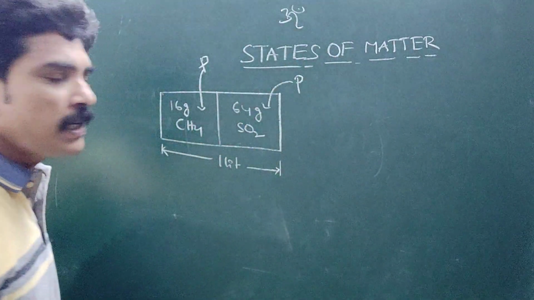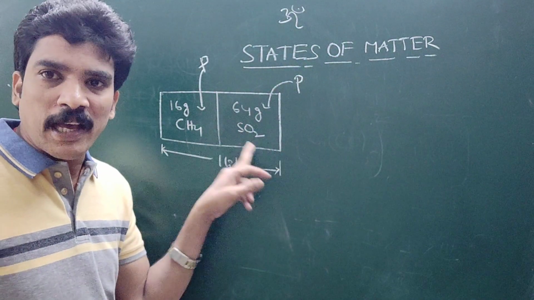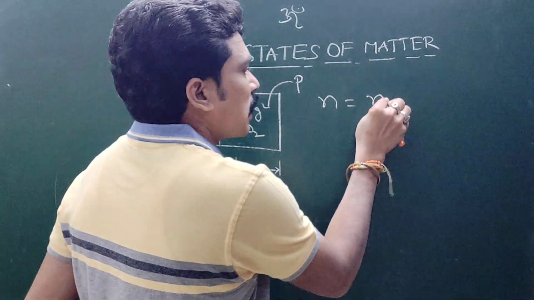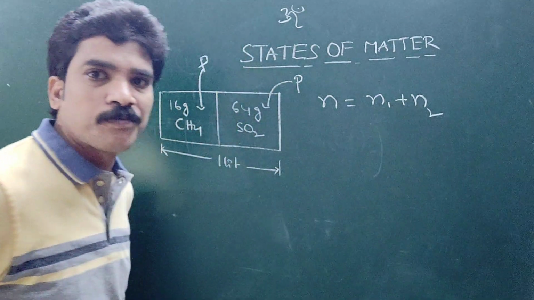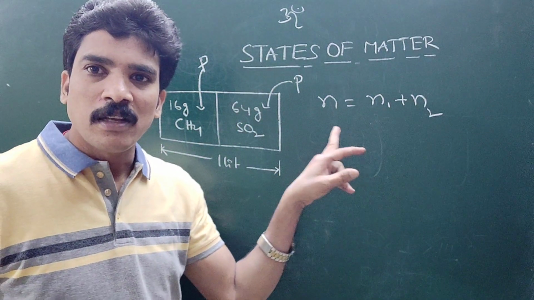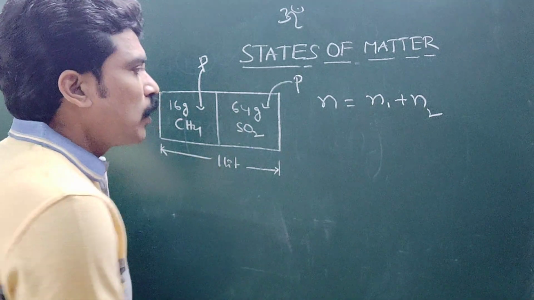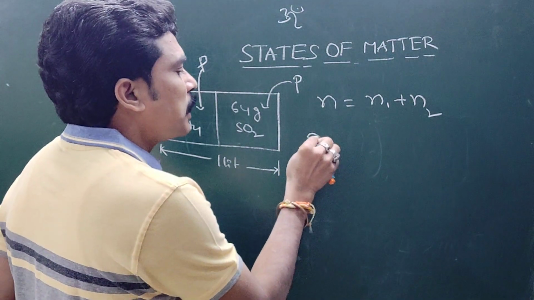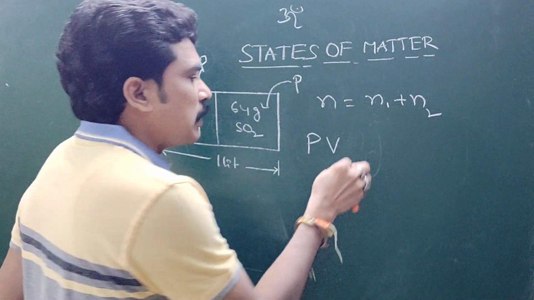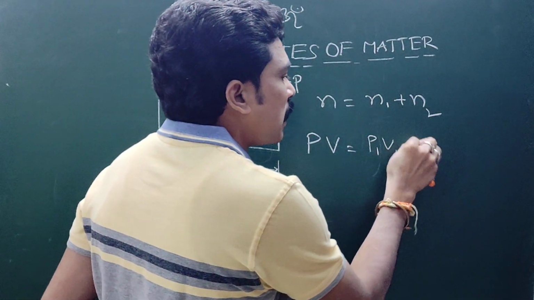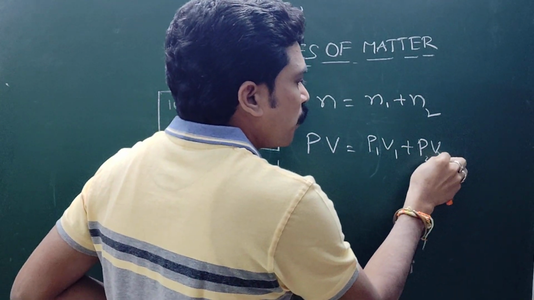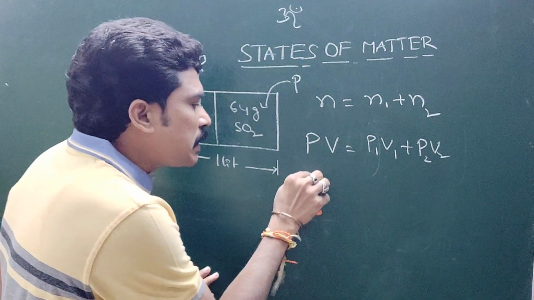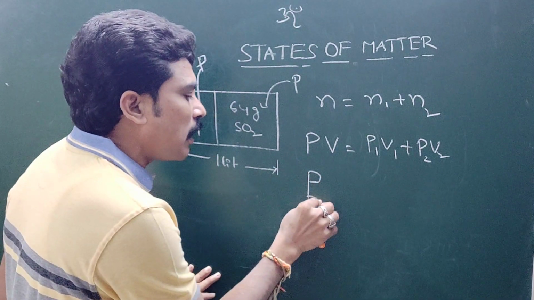Let us explain this. The total moles of the gas, N, is equal to N1 plus N2. We know PV equals nRT. If the temperature is constant, then P total times V total is equal to P1 V1 plus P2 V2. By using this data, we can calculate the total pressure.